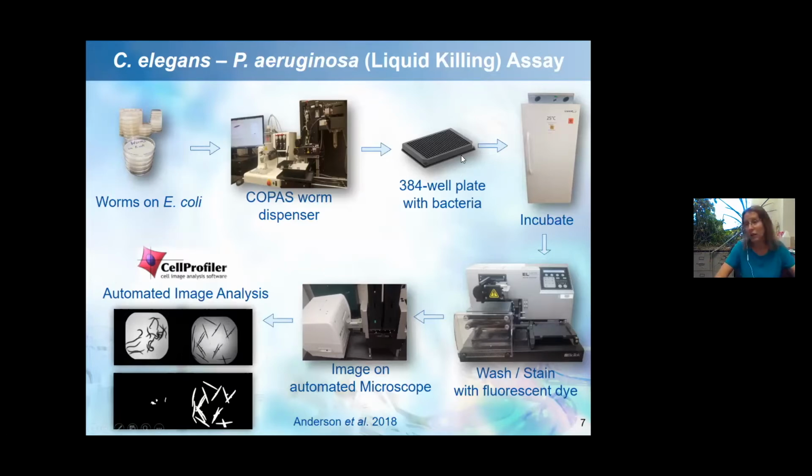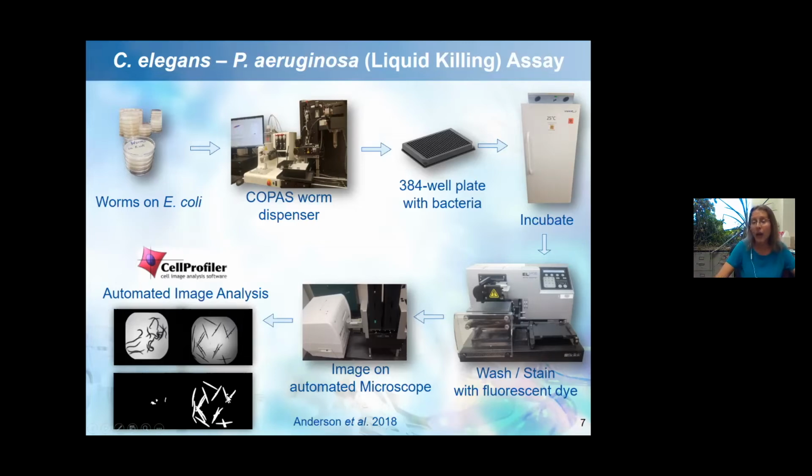Then we can add the bacteria of interest: Pseudomonas aeruginosa wild type, various mutants, or Pseudomonas plus drugs, and let infection proceed. After a certain number of days, usually about 44-48 hours, we'll stop infection by washing plates to remove bacteria. At the same time, we're adding a fluorescent dye, and after that, image plates on an automated microscope. Then we can take images in bright field and in fluorescence.